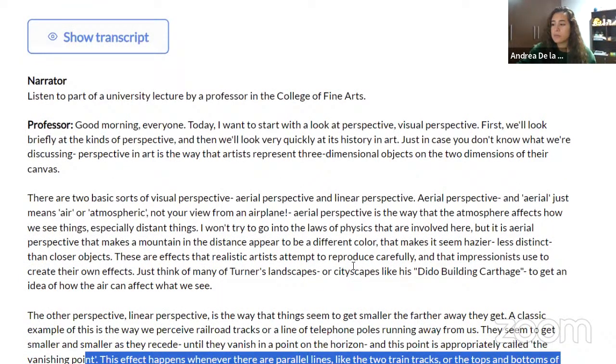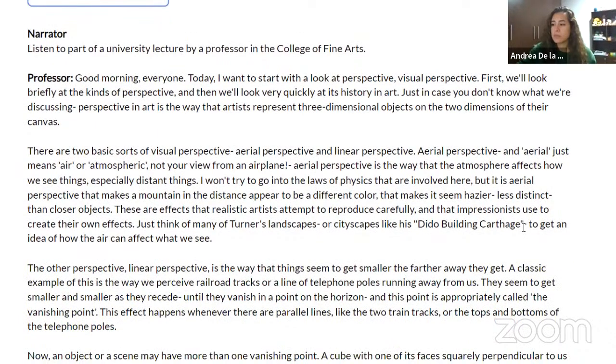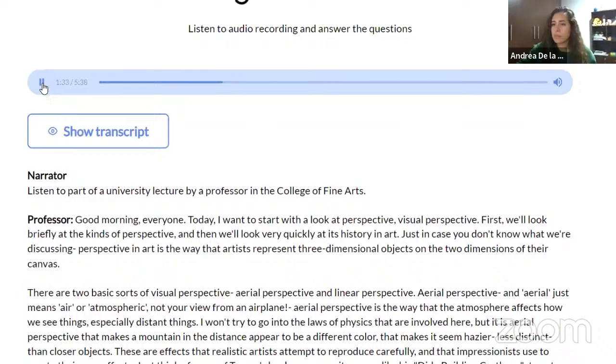Escapes like his Ditto building Carthage to get an idea of how the air can affect what we see. Another perspective, linear perspective, is the way that things seem to get.